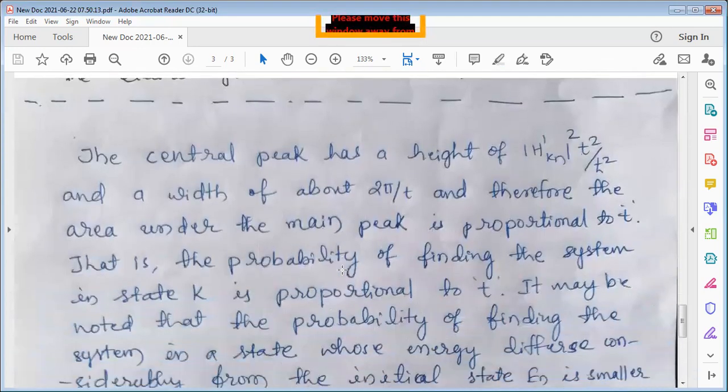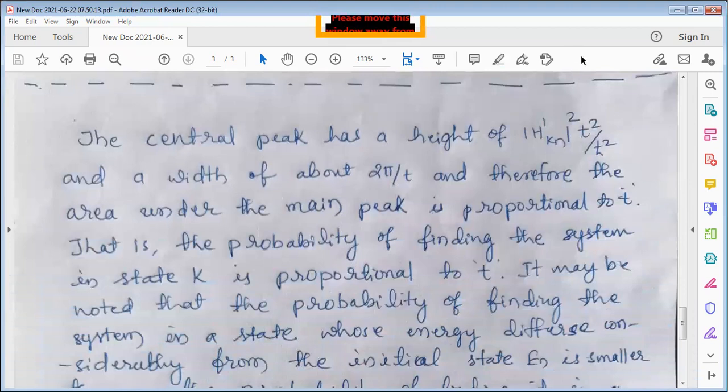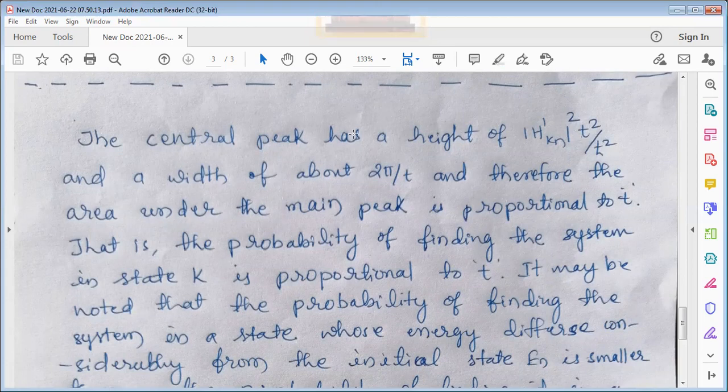The central peak has a height of |H'_kn| squared t squared divided by ħ squared, and a width of about 2π by t. Therefore, the area under the main peak is proportional to t. The area under the main peak is proportional to time.